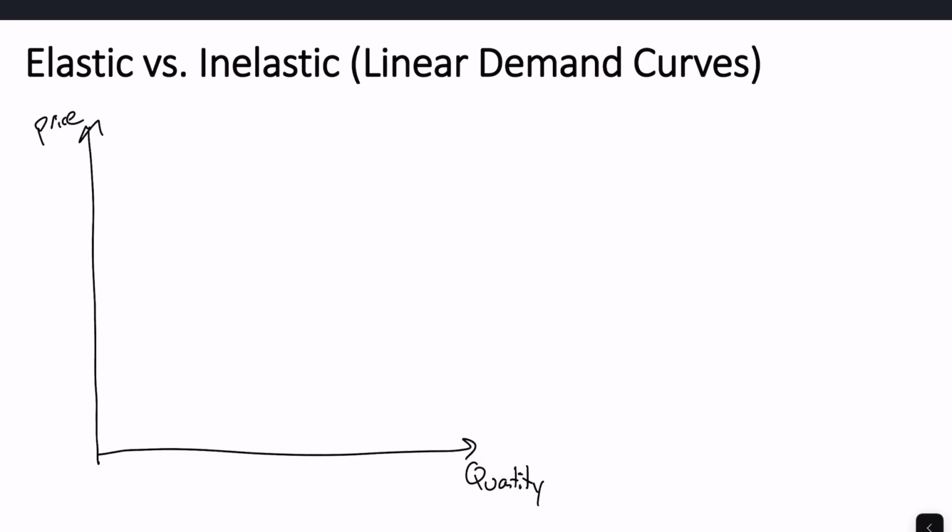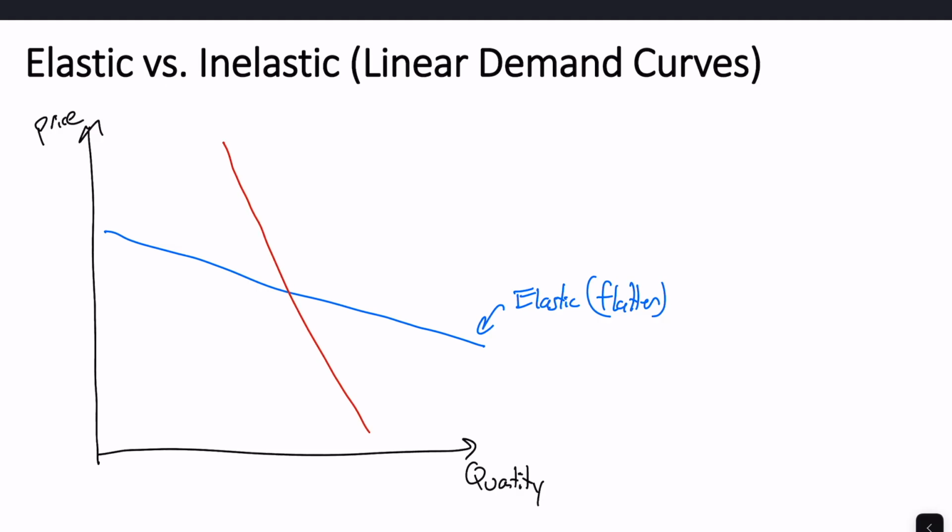Now I'll show you the graphs for our price elasticity of demand. We have price on the y-axis and quantity on the x-axis. Remember that our price elasticity of demand is meant to show you how responsive quantity changes are to change in price. So if you have a relatively flat curve, like this one, this is going to be elastic if it's flatter. If you have a relatively steep curve, that's going to be inelastic.